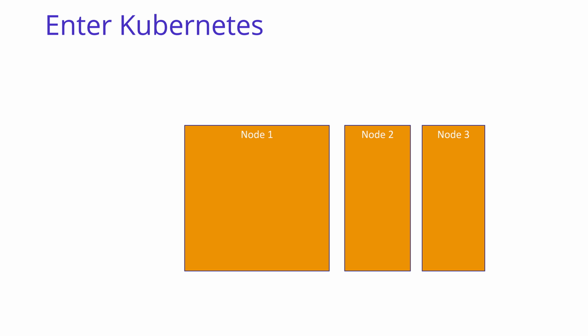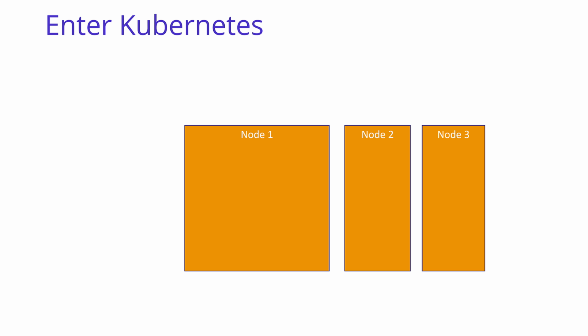So as we describe what Kubernetes can do, let's think again about these nodes, right? Let's say we have these 3 nodes, and we need to start placing containers in them. And we have to do a bunch of things to get these containers up and running in the right way.